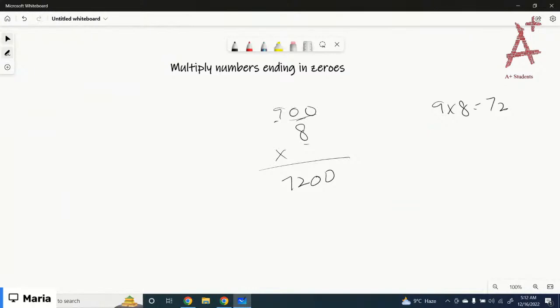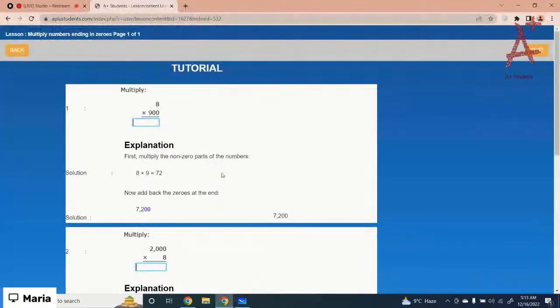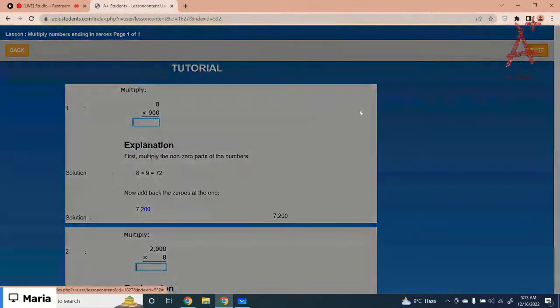Multiplying numbers with zeros is very easy. Just multiply the non-zero numbers, then count the zeros and put the zeros with the answer. Got it? So you have just two zeros with 900. So put the two zeros with the answer. It would be then 7200. 9 times 8 is 72. Got it? So it would be 7200. Got it?